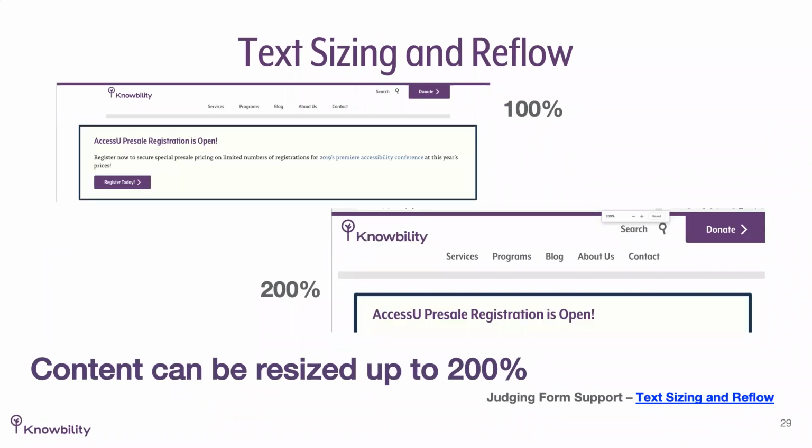Text sizing and reflow, again, is another one where you'll want to choose your template correctly. Basically, one of the items is that you need to be able to resize content up to 200% and still have it flow properly. Nothing gets cut off. This example shows a screenshot of the Knowbility site at 100% on my machine, my screen size. Then I've used browser zoom to go up to 200% and check that nothing gets cut off, and everything reflows. So that's the first part of text sizing.